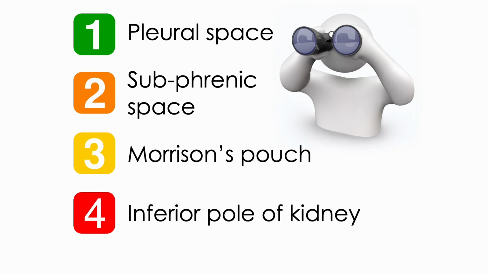It is essential to visualize a number of potential spaces as part of a complete evaluation of the right upper quadrant: the pleural space, the subphrenic space, Morrison's pouch, and the inferior pole of the kidney. Another way to think about it is to think about which organs are in the region that you're scanning and to make sure that there isn't free fluid above them, below them, or in between the organs themselves. So in the right upper quadrant, make sure there isn't fluid above the liver, below the kidney, or in between the liver and the kidney.